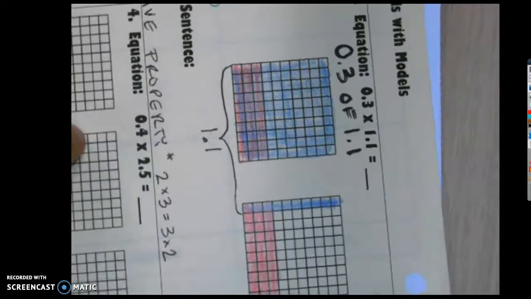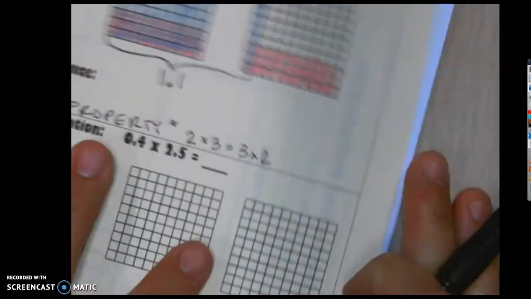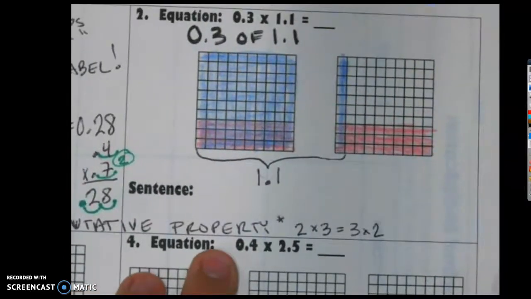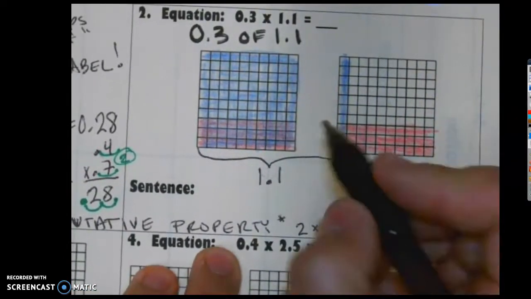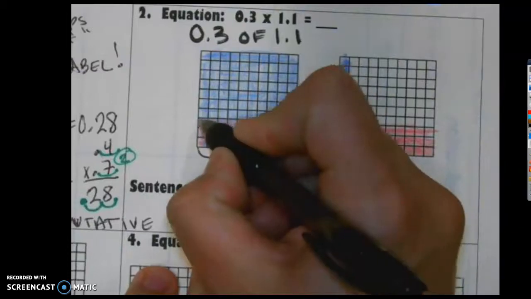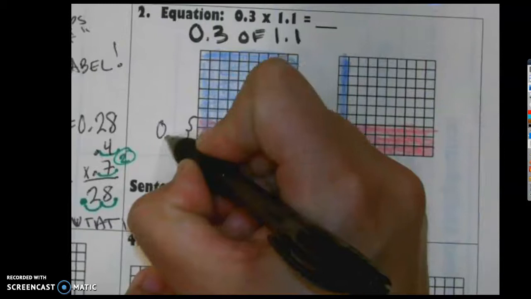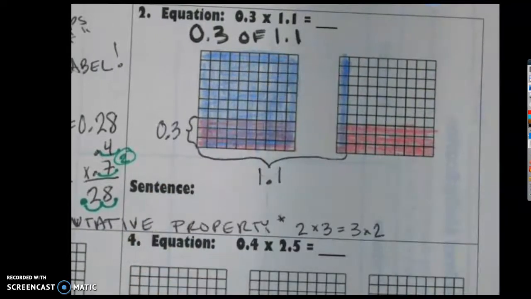And then I can turn it. And again, I want to label it. Labeling is your friend when it comes to modeling. Label, label, label. And I can see that this amount right here is my 3/10.